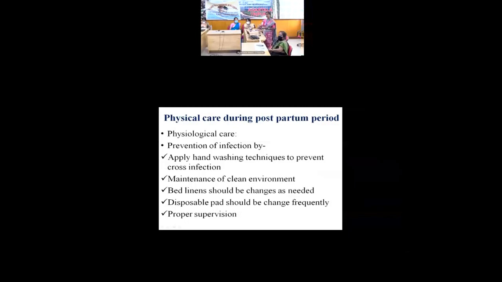So, maintenance of a clean environment. For the postnatal mother, we have to maintain a clean environment: bed linen, surroundings, all things properly. Bed linen should be changed whenever needed. Disposable pads should be changed frequently. There is no fixed time like every 1 hour or 2 hours, but when it becomes wet, we have to change it. Otherwise, if there is no heavy bleeding, we can change the pad every 4 hours.